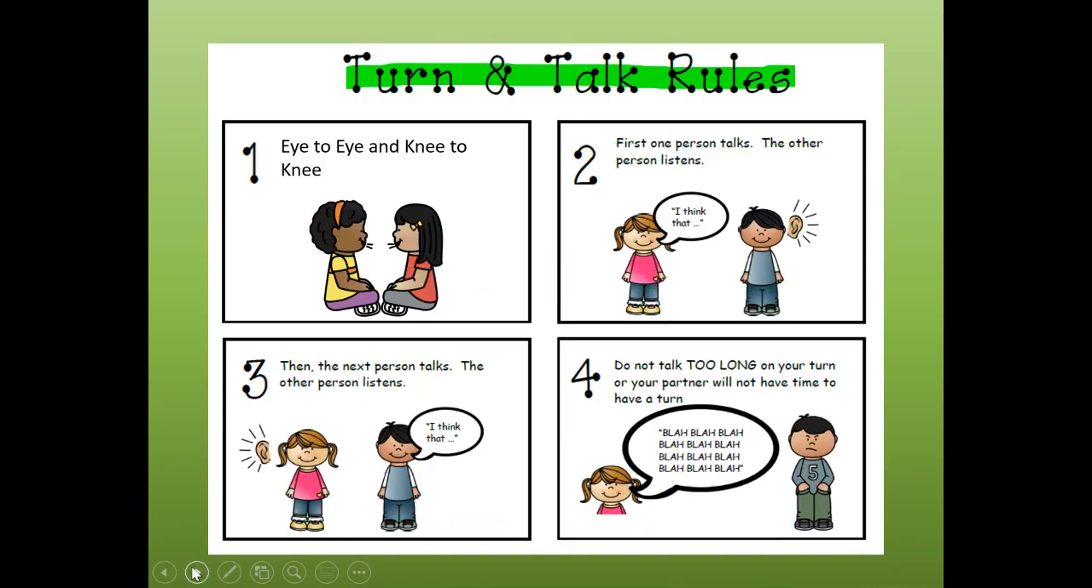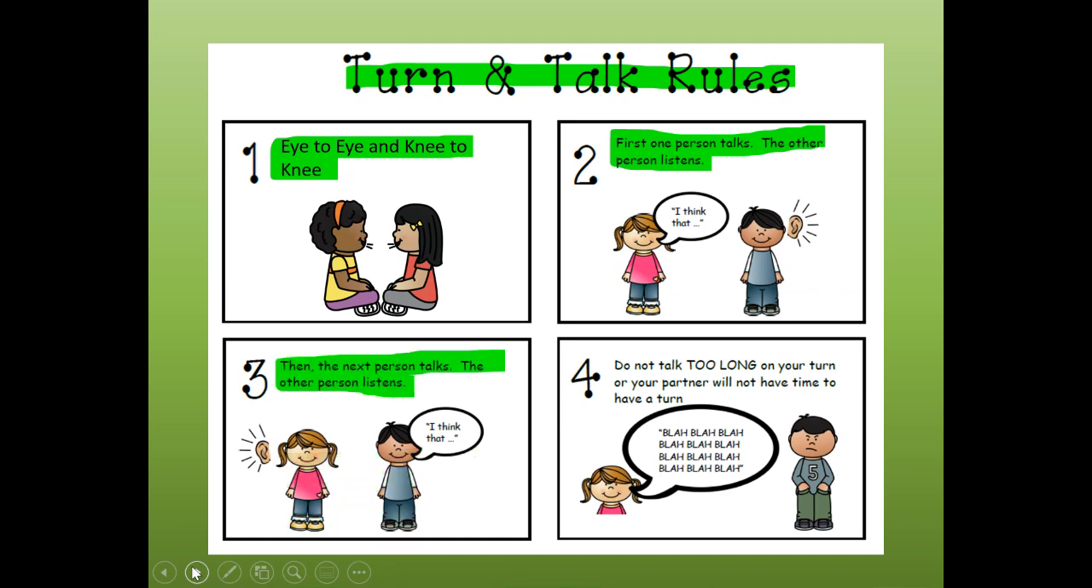So let's go over our turn and talk rules. If you have a partner at home, you're eye to eye and knee to knee. First, one person talks, the other person listens. Then the next person talks and the other person listens. If you're my partner, make sure you listen to what I have to say. Then I want you to say your answer out loud. But if you have a partner, do not talk too long on your turn, or your partner will not have time to have a turn.